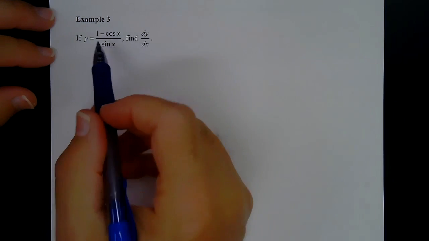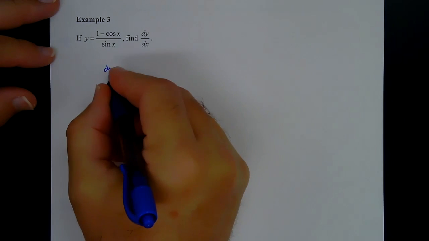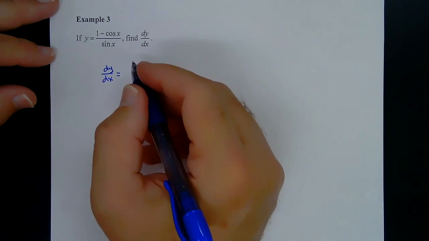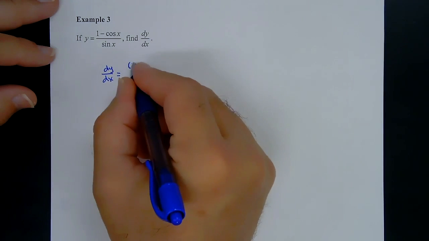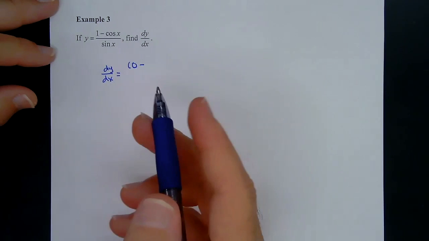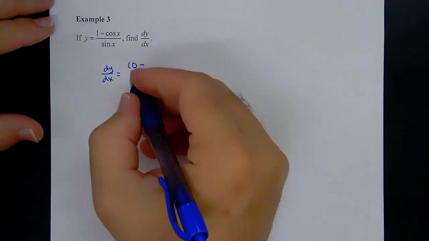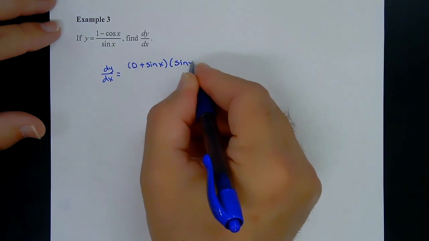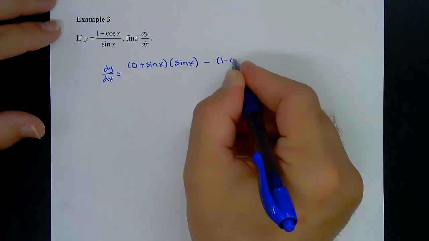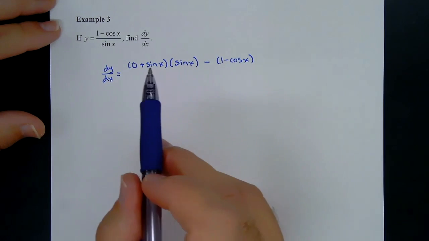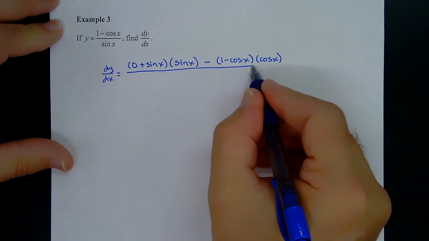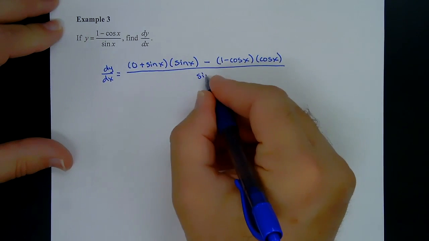For this next example, we have y is equal to 1 minus cosine x over sine x, and it's a quotient, so we should be thinking quotient rule. So dy over dx is equal to the derivative of the top, the derivative of 1, which is 0, minus the derivative of cosine x, which is negative sine x, and we're subtracting it, so this becomes plus sine x, times the bottom, minus the top, 1 minus cosine x, times the derivative of the bottom, which is cosine x, all over the bottom squared, so sine squared x.